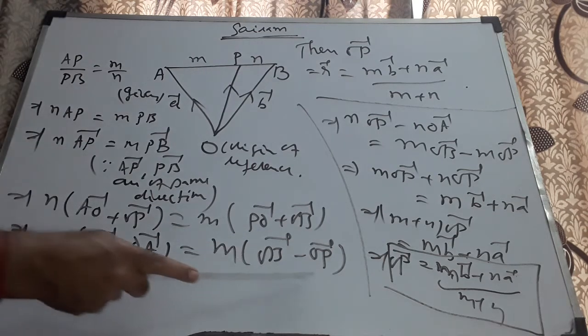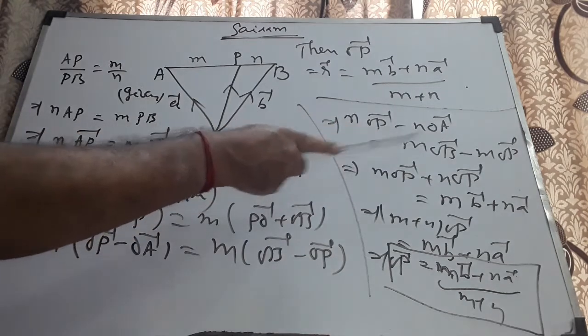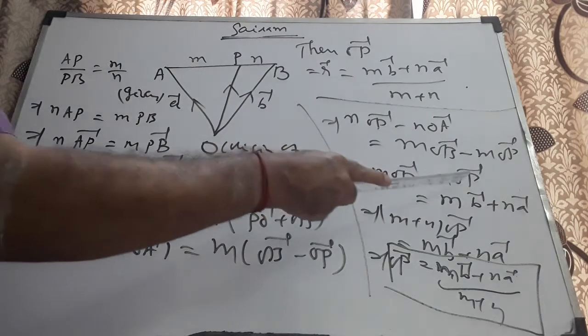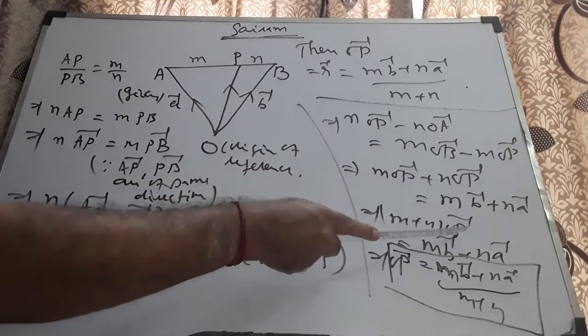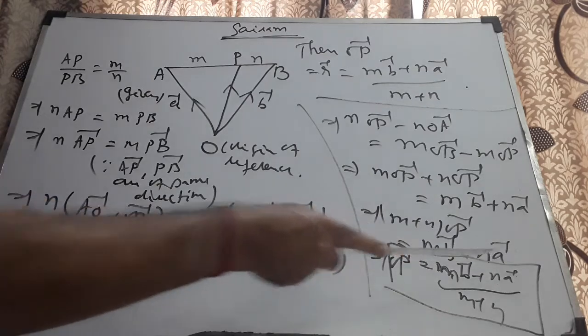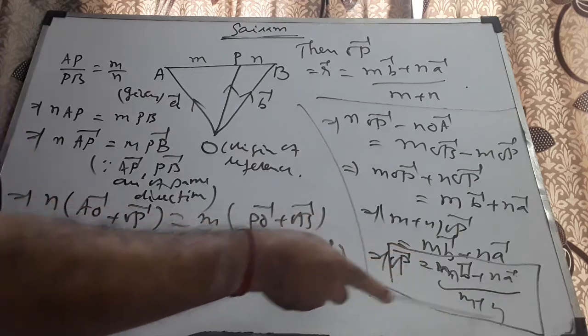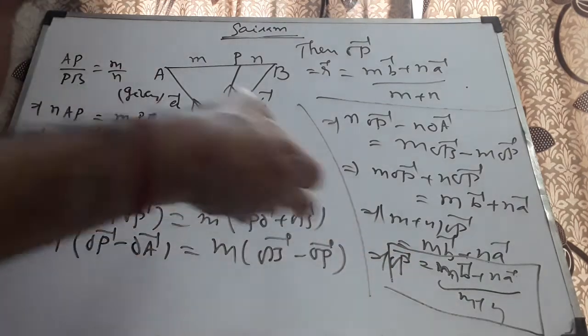Multiply n inside, multiply m inside here. n OP vector minus n OA vector equals m OB vector minus m OP vector. Now m OP vector plus n OP vector equals m OB vector plus n OA vector. So (m plus n) times OP vector is m OB vector plus n OA vector, and OP vector is given to be (m OB vector plus n OA vector) by (m plus n). This is how you get it.